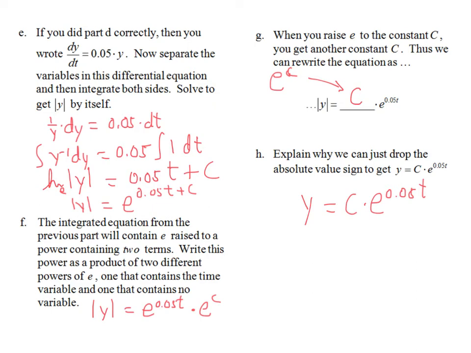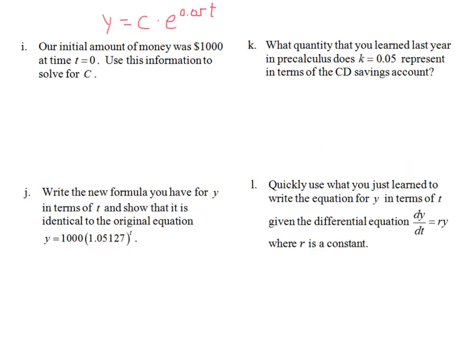Let's now go to the other side of the sheet. I've written up here where we left off. We have this equation, and they told us at the very beginning of the problem that our initial amount of money was $1,000 at time t equals 0. So let's use that information to figure out what c is, right? And perhaps you already could kind of guess what c is going to be, but we'll plug it in.